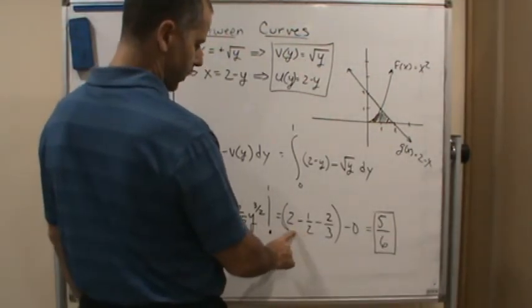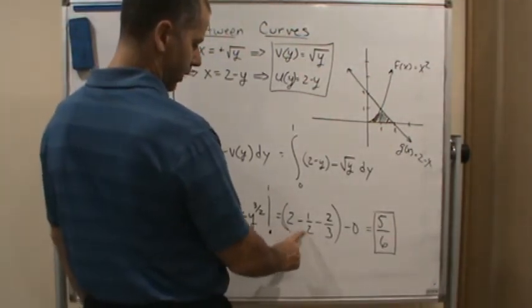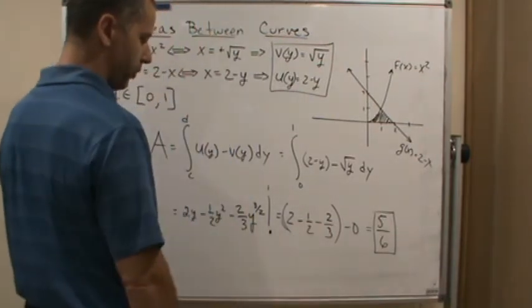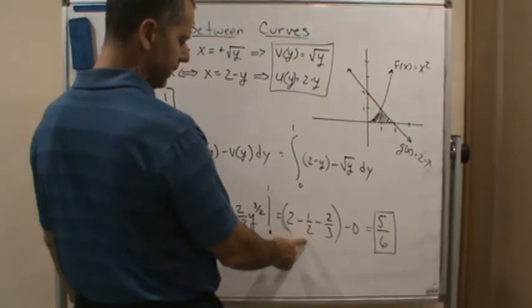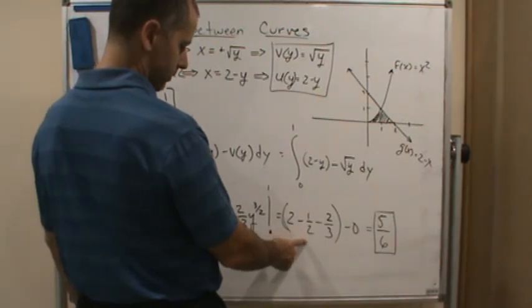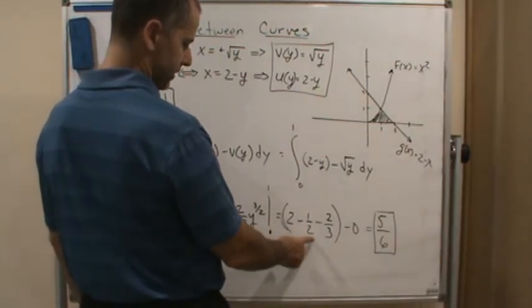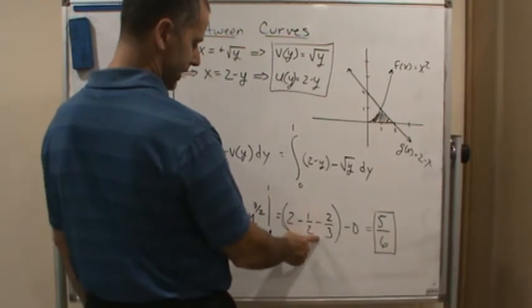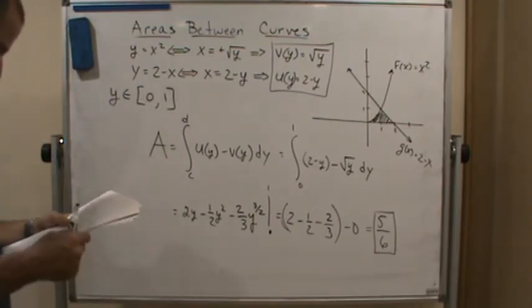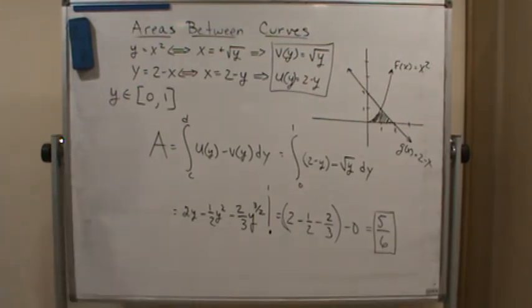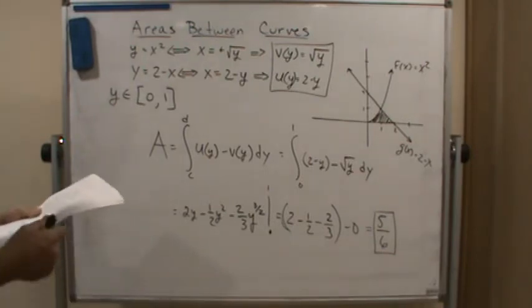2 minus a half is 1 1/2, which is 3/2. 3/2 minus 2/3, that's the same as what? 9/6 minus 4/6, which gives us 5/6. And so we get the same answer. And the units are squared, of course. And that's it. So there you go.